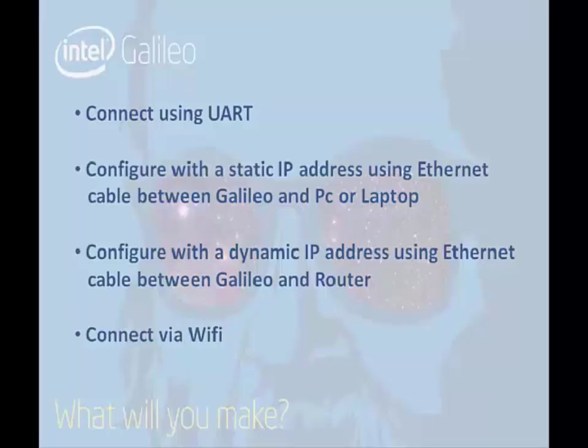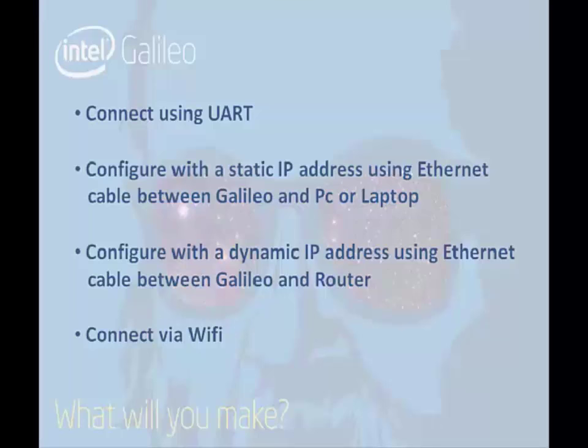The third method is similar to the second one. The only difference between the two methods is that instead of connecting Galileo to a PC or a laptop, we will now connect Galileo to our local network, assuming that a local network uses DHCP, that is Dynamic Host Configuration Protocol. DHCP is a network protocol that enables a server to automatically assign an IP address to a computer from a defined range of numbers configured for a given network. After this connection, we will use telnet.